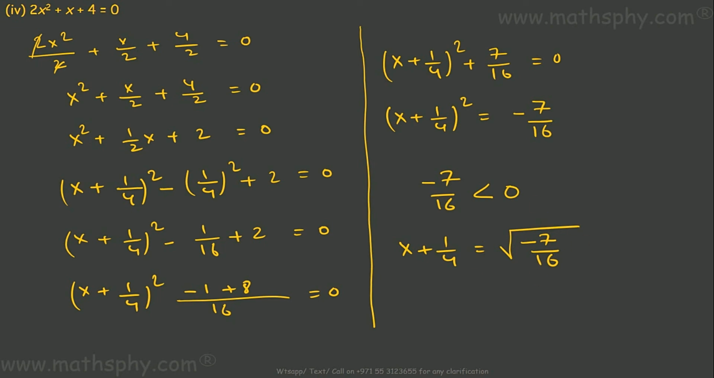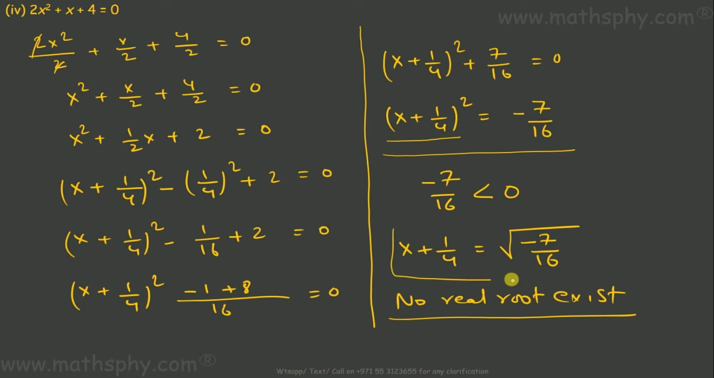So the moment you find any number in this format where this side is equal to any number which is less than 0, in that case, that quadratic equation will not have any real root. So I'll write no real root exists. This is not possible. All right, all done.